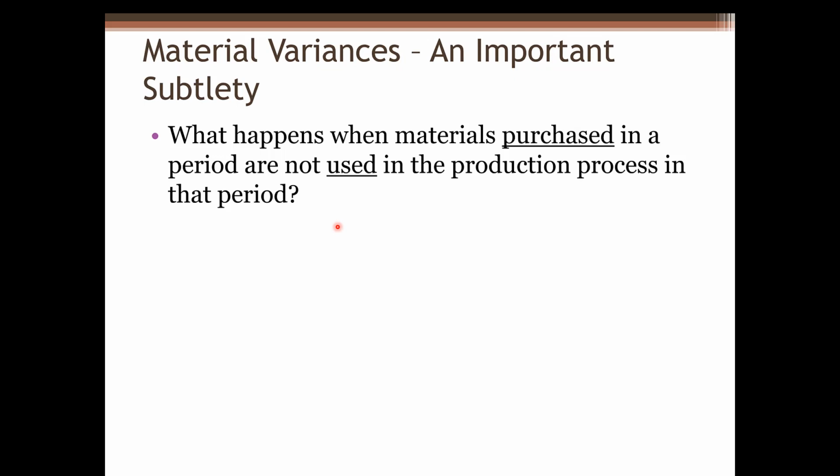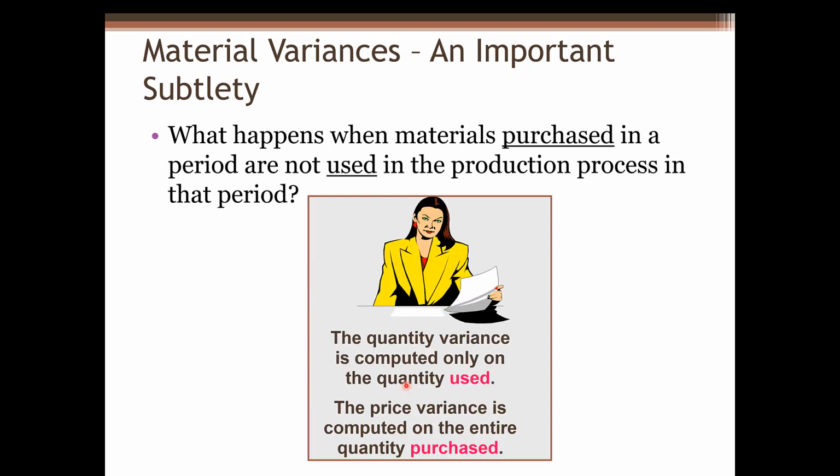So far, when we calculate variances, we assume all materials purchased in a period are used in the production process that period. But what if materials purchased in a period are not all used in the production process in that period? Then quantity variance is calculated only based on the quantity used. Price variance is computed on the entire quantity purchased. Let's see the calculation.